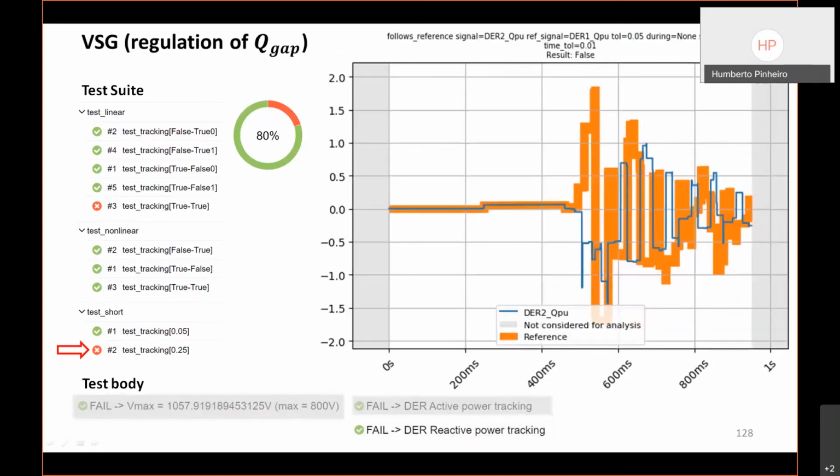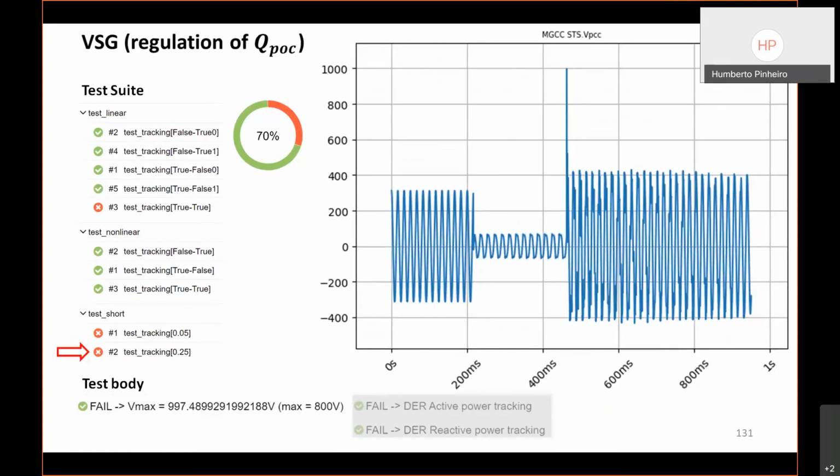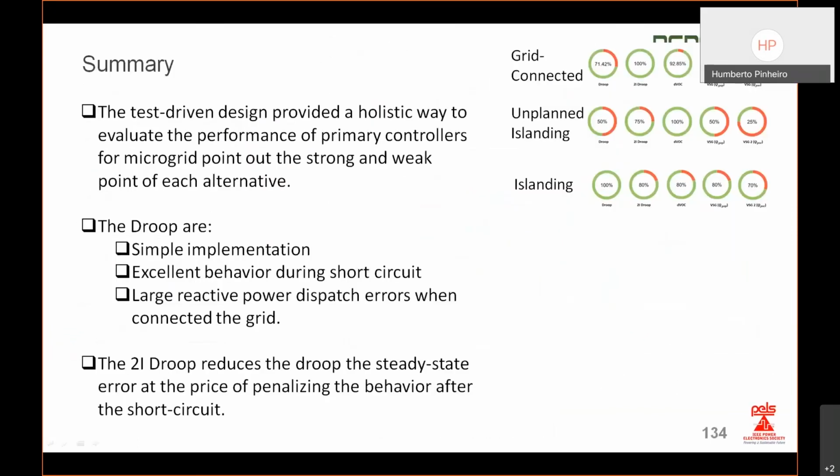Okay, I'm going to move on. The results follow a similar pattern. The short circuit, I think, in island mode is the biggest challenge that we have faced over here. In summary, the test-driven design provides a holistic, I would say, overall picture to evaluate the performance of the primary controllers, pointing out the strong and weak points of each alternative. So the droop controller is the simplest one.